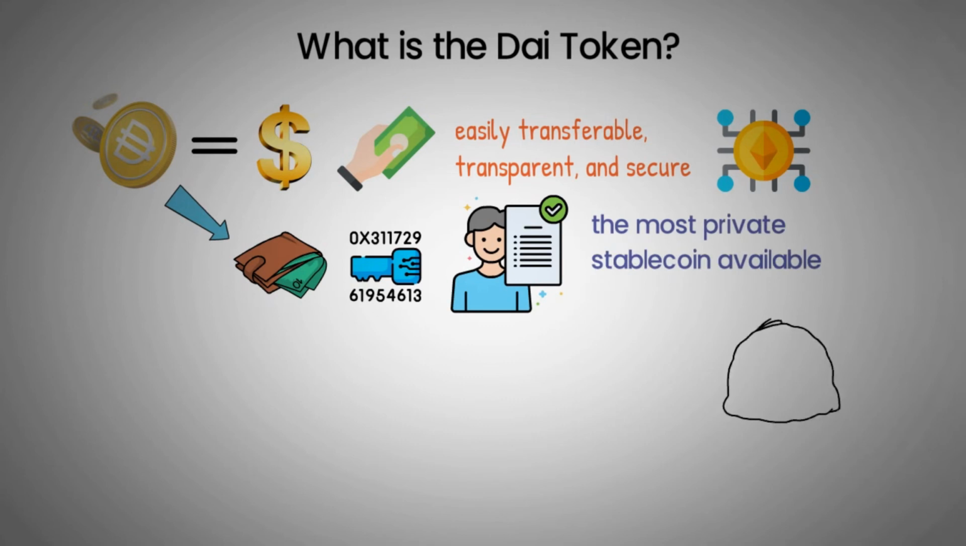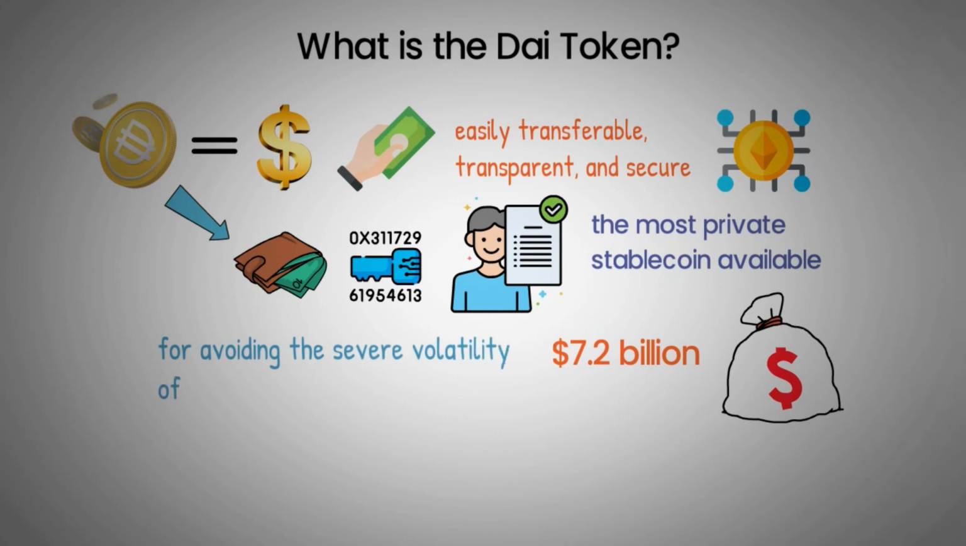DAI has a market capitalization of over $7.2 billion at the time of making this video. DAI provides traders with an effective tool for avoiding the severe volatility of various cryptocurrencies, the values of which are determined by the open market.